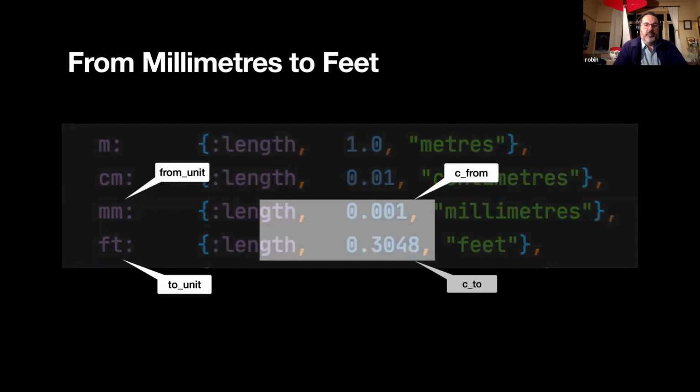So to do the translation, just the maths, I've labeled these so you can see what they do in the code in a second. There's the unit we're going from, millimeters. There's the unit we're going to, feet. There's the coefficient. C stands for coefficient. That's the scaling coefficient, which just means a number that you multiply things with. That's all it is. For from, and that's the coefficient to scale to.